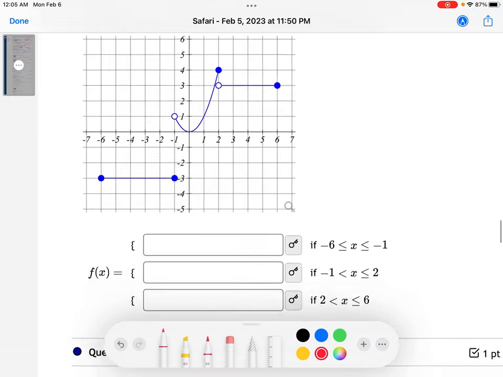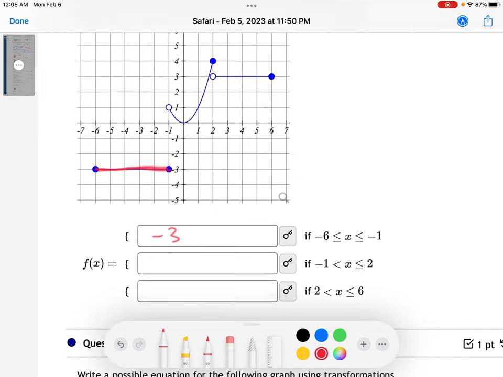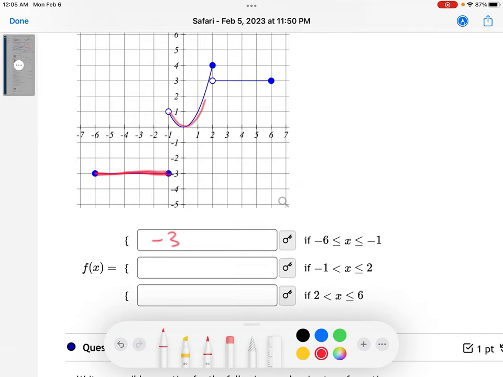Okay, this guy. Let's talk about these different bits here. So here along this thing, what stays consistent is my y value. My y value always stays -3. That's easy.